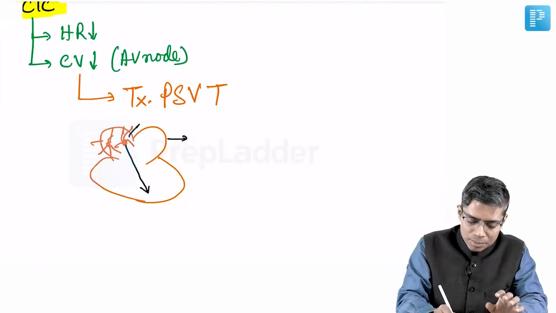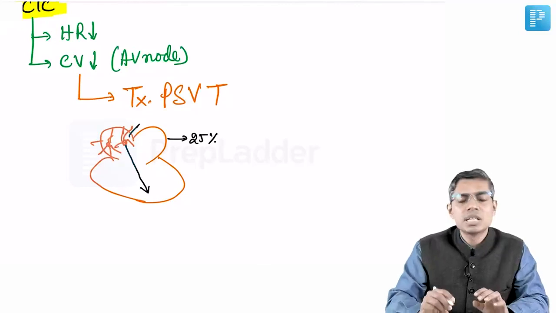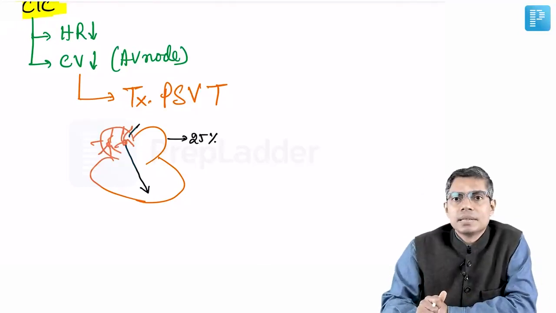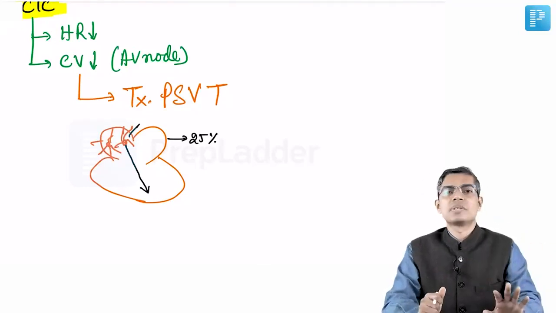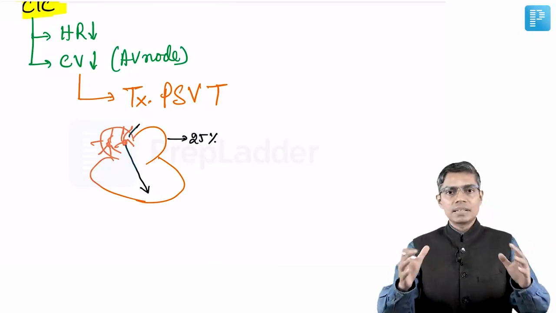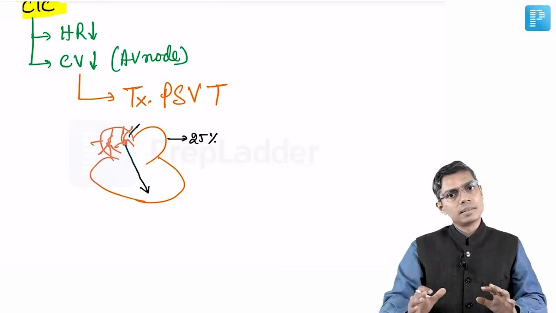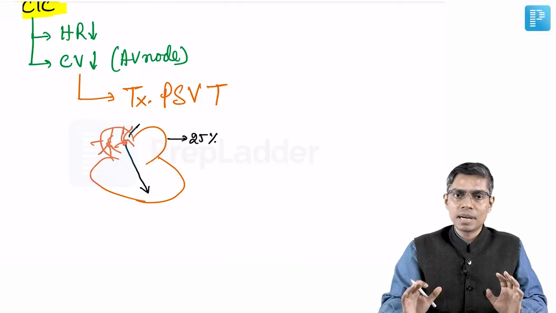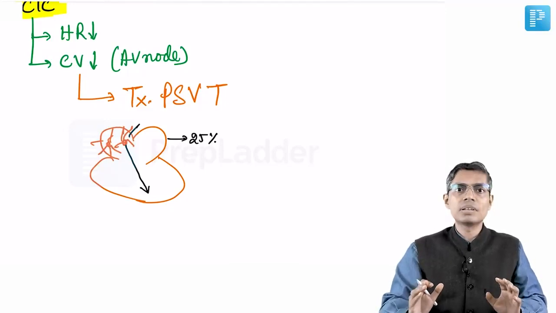Because ventricular filling is done mainly passively. Active contraction of the atrium contributes to only 25% of the ventricular filling. So forget about that 25% filling. Even if the remaining filling is occurring, there will not be much problem. So my main target is to control the ventricular rate.